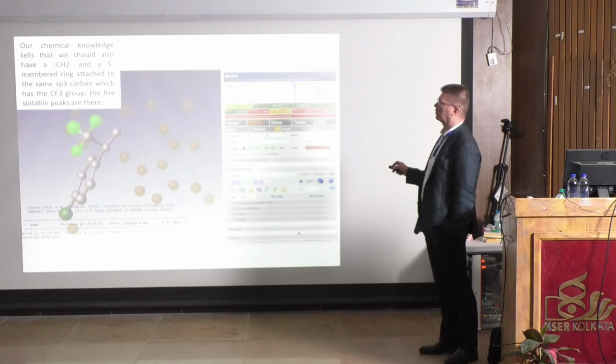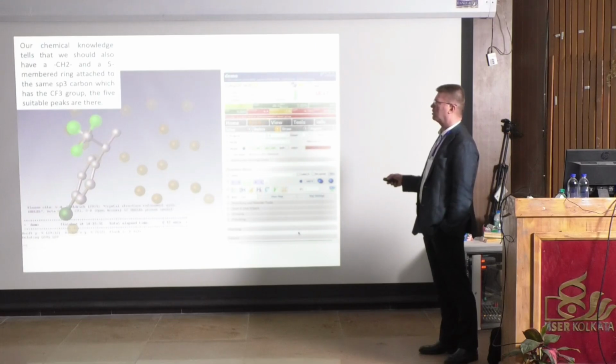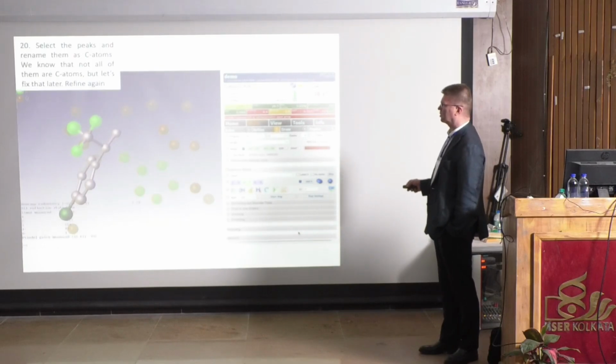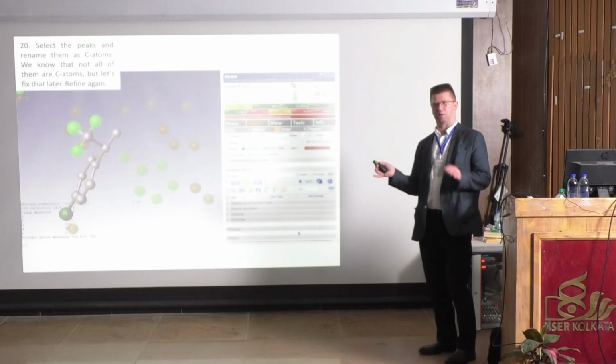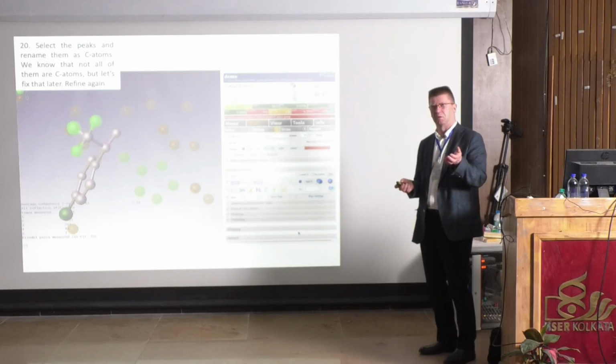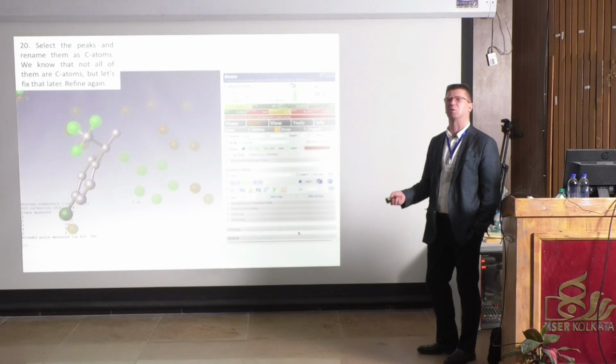And now our chemical knowledge tells us that we should have a CH2 group and a 5-membered ring attached. So look. It seems that that could be the CH2, and that could be the 5-membered ring. Other peaks are also there, don't worry about them yet, but that's the idea. Well, let's see what happens. We start assigning them. Now select these peaks, and we put them all as carbon atoms. In principle, they should not be carbon atoms on the 5-membered ring, but we just name them as carbon atoms. We know that not all in here are carbon atoms, but let's fix them later.